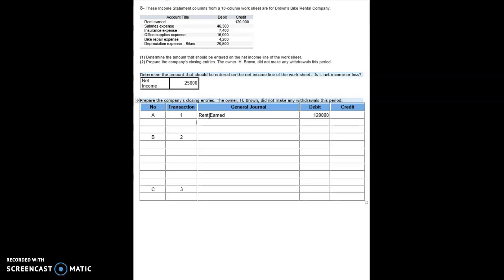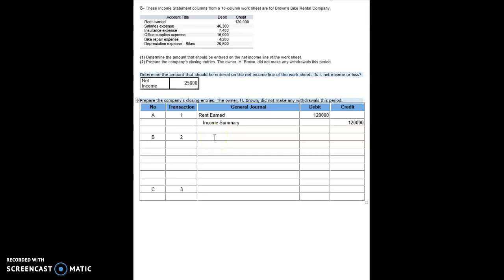Now this is what's new. We are crediting a temporary account that we're putting the revenue and expenses into so that we can see the summary of income. So we're using that new account, income summary, that we're closing our revenue to. So we're crediting $120,000 into income summary. So we zeroed out what's in rent earned, and now we have a credit of $120,000 in income summary.